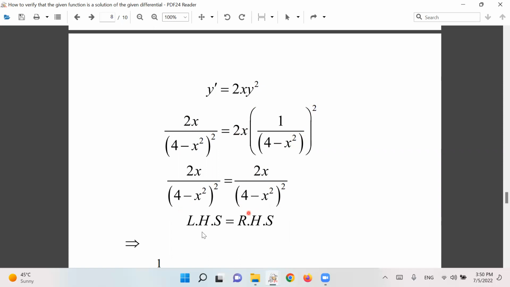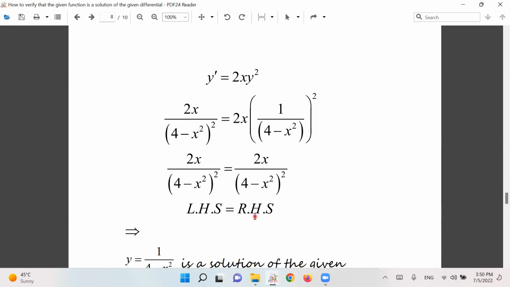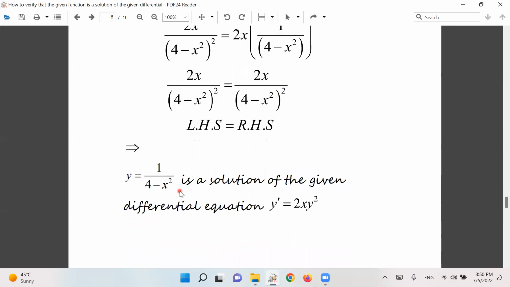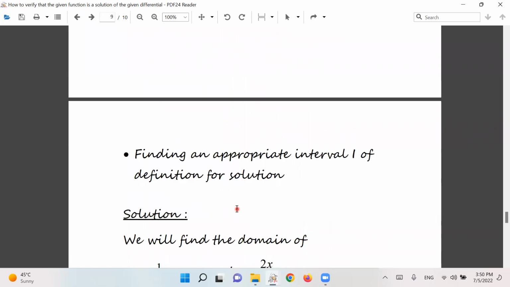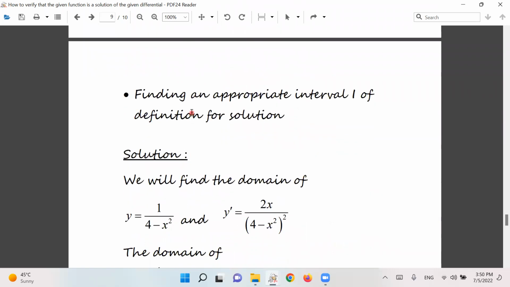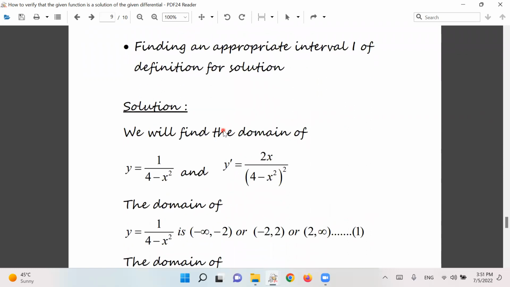So we can see that the left hand side is exactly equal to the right hand side. So this implies that y equals 1 over 4 minus x square is the solution of the given differential equation. So this is how we are going to show or prove that the given equation is the solution of the given differential equation.